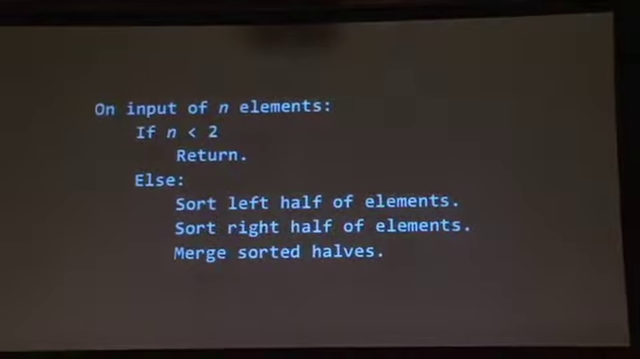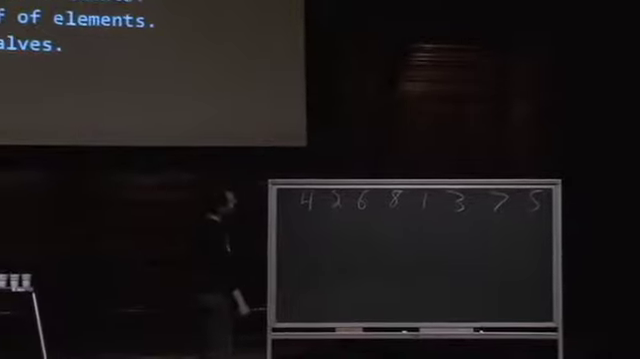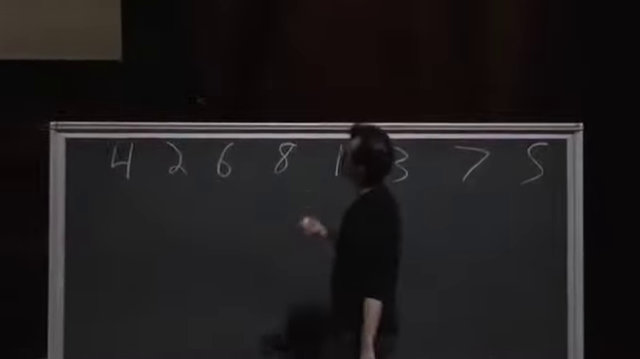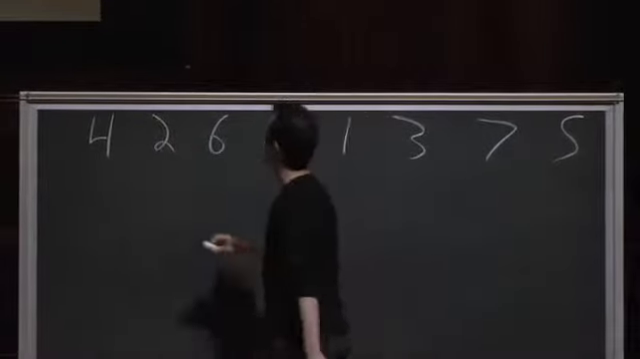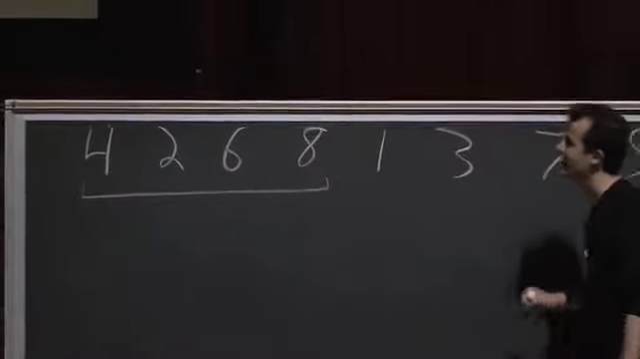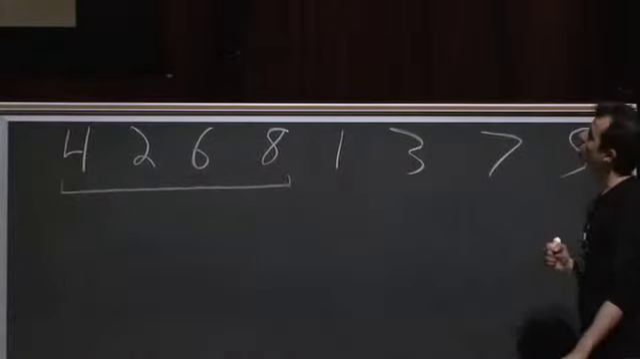The algorithm I profess to be implementing now is this thing. So I'm given n equals 8. So n is not less than 2, so I don't return. And so I proceed to do what? Well, first I have to sort the left half of these elements. Well, let me think about what that means. Here's the left half. So now I have a problem of size 4. And what do I do?